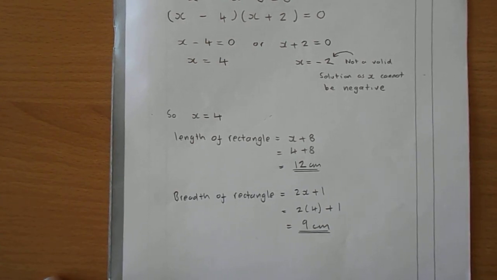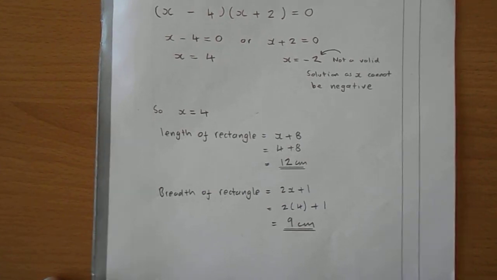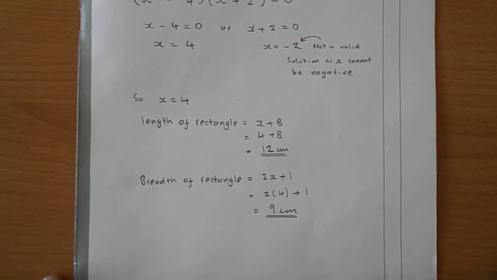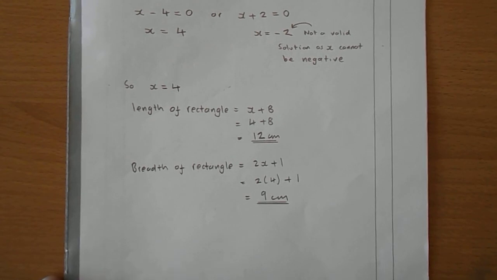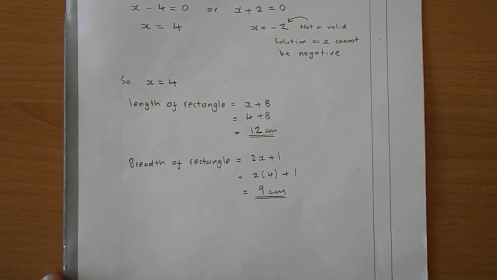Now the length of the rectangle is x add 8. With x being 4, that would be 12. The breadth of the rectangle is 2x add 1: 2 fours add 1, 8 add 1 gives 9. So the length is 12, the breadth is 9, and that's the end of the question paper.